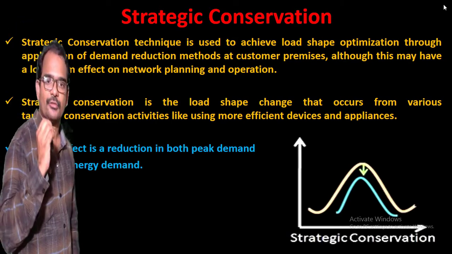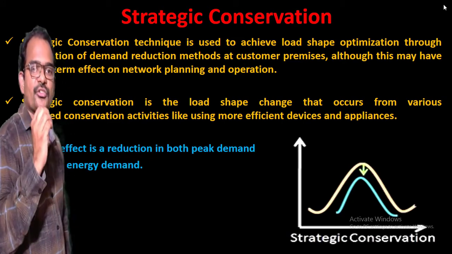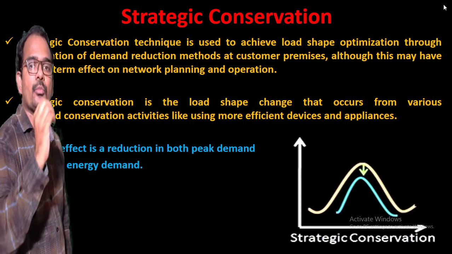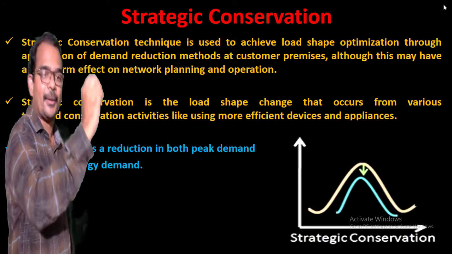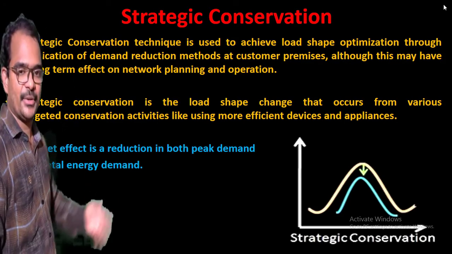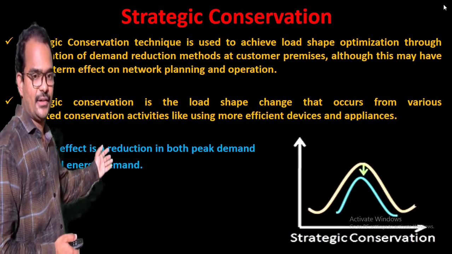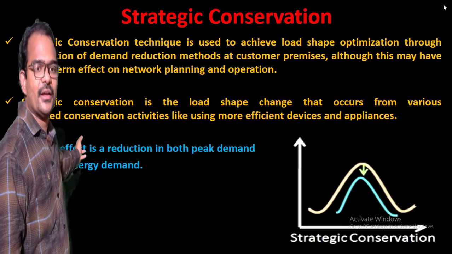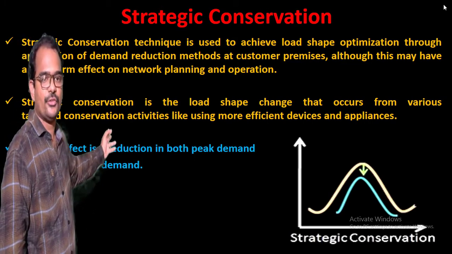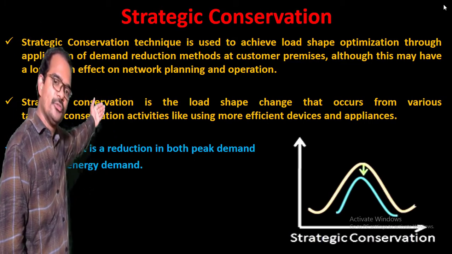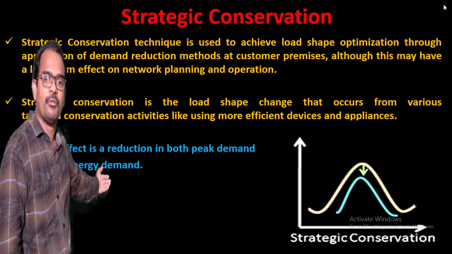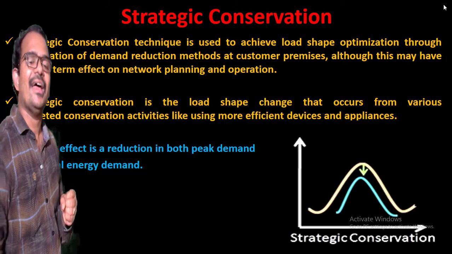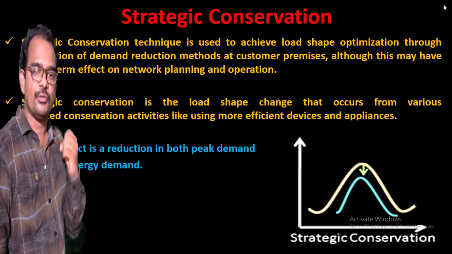So the strategic conservation is the load shape change that occurs from various targeted conservation activities like more efficient devices and appliances. You can see the diagram here. It's clearly stated that during the peak period it is 500 megawatts, which is represented by the white curve, but actual capacity is 400 megawatts. So you have to reduce that 500 megawatts to 400 megawatts, that is the blue curve. But how can you do that? By using energy efficient devices in your homes.